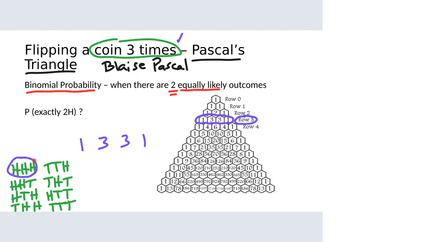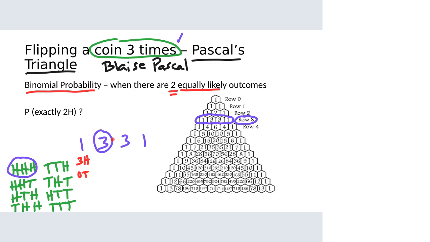What these numbers represent, this 1 right here, that is the number of ways that I could get 3 heads and no tails. So I'm going to go ahead and label that one as 3 heads and no tails. Moving over 1 spot, this 3 right here tells me the number of ways that I could get 2 heads and 1 tail.